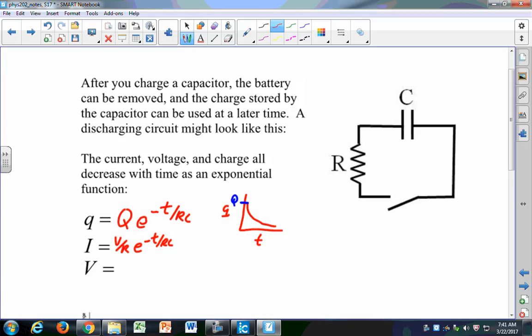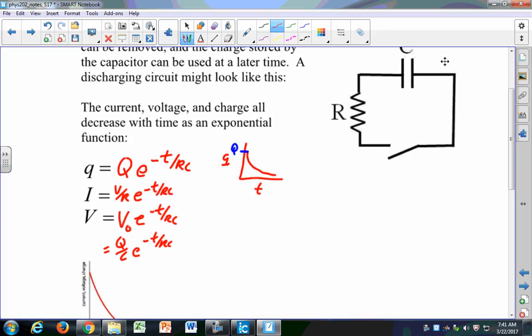And then V is going to be V initial, whatever my initial voltage was, which, by the way, is going to be Q over C. Isn't that right? Q is CV, yeah, times e to the minus t over RC. And so this is also equal to Q over C, e to the minus t over RC. So we get those three different expressions for a discharging capacitor.